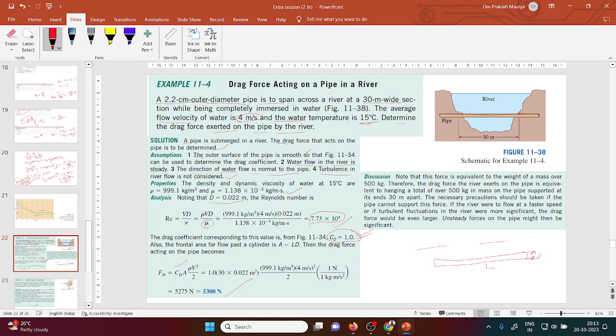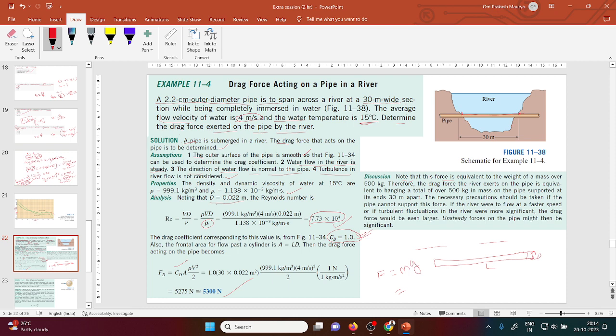Okay. So what is the discussion that is written? Discussion is also very, very important. Note that this force is equivalent to the weight of a mass of over 500 kg. Okay, this is equivalent to 500 kg. Are you getting how it is? Yes, 500 kilogram.